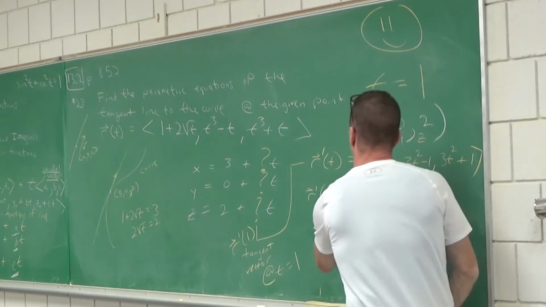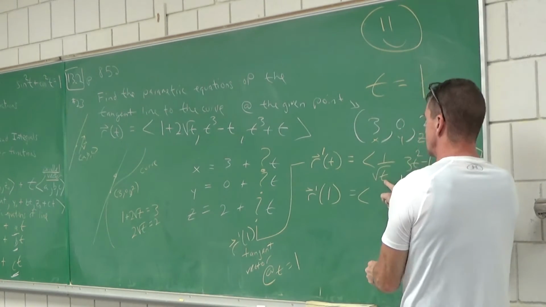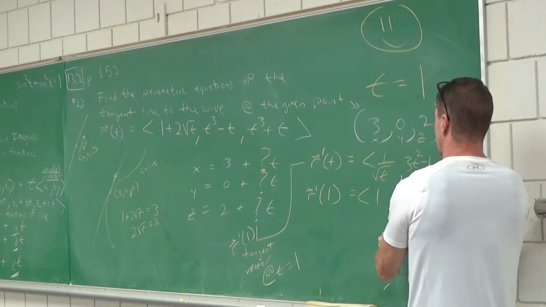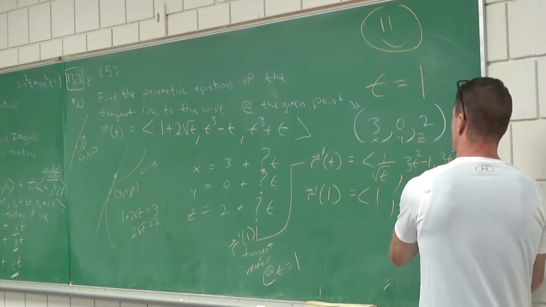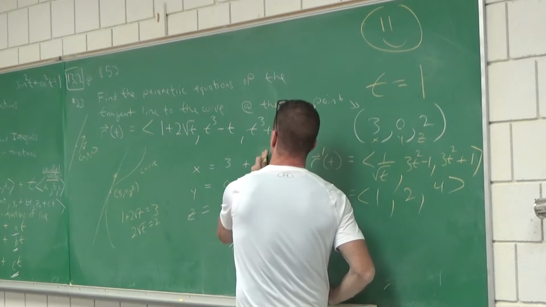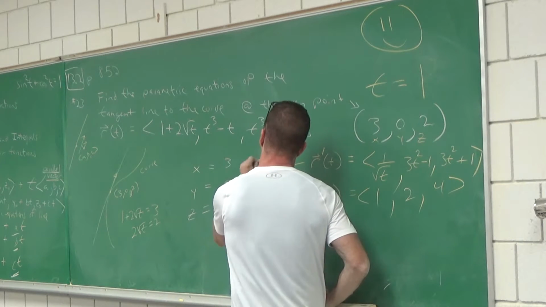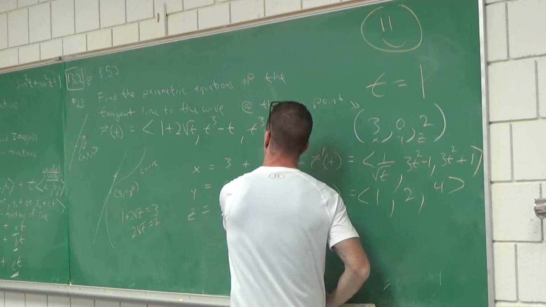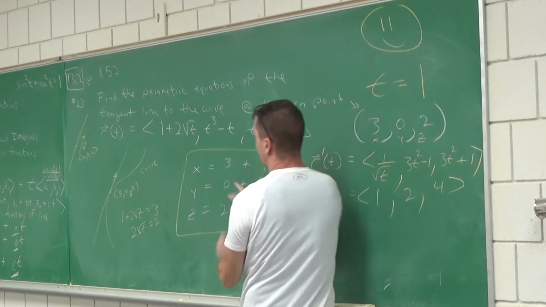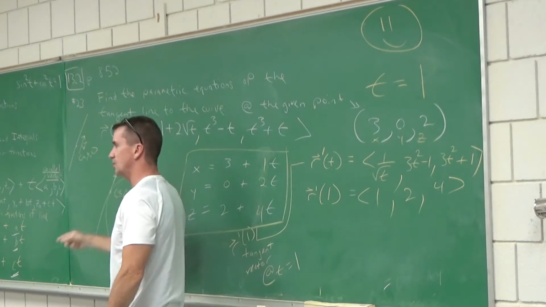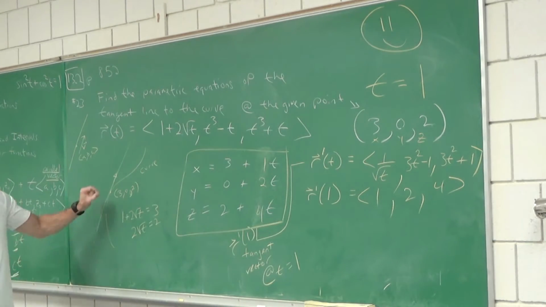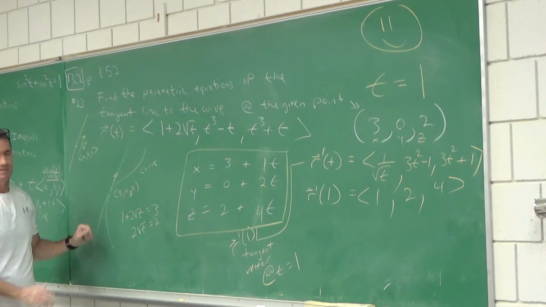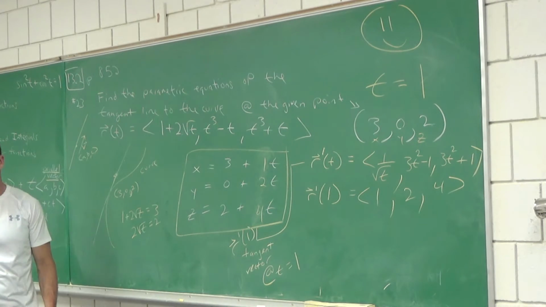No. What's r prime of 1? They're nice numbers. This is what? 1, 2, 4. See? There you go. Here's the answer. 1, 2, 4. Parametric equations of that line. That's the parametric equation of that line. You described it. And you can find millions of points off that if you wanted to.